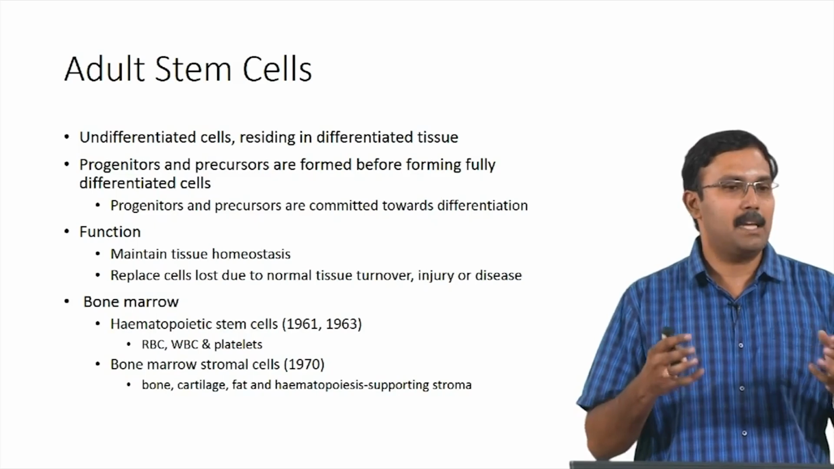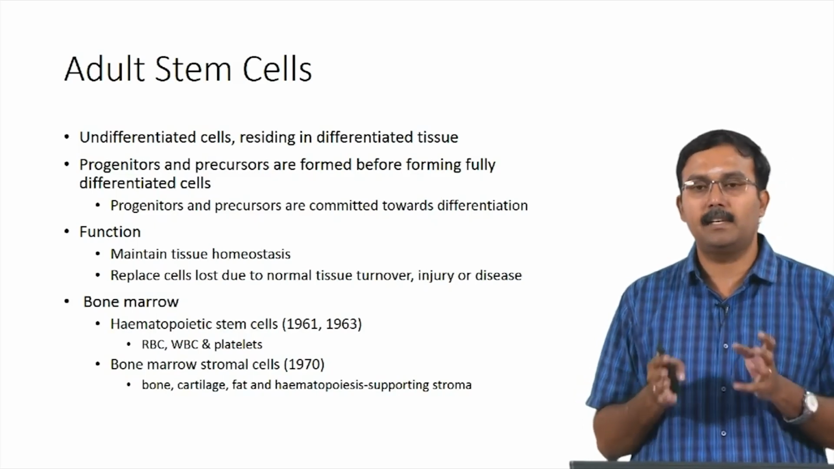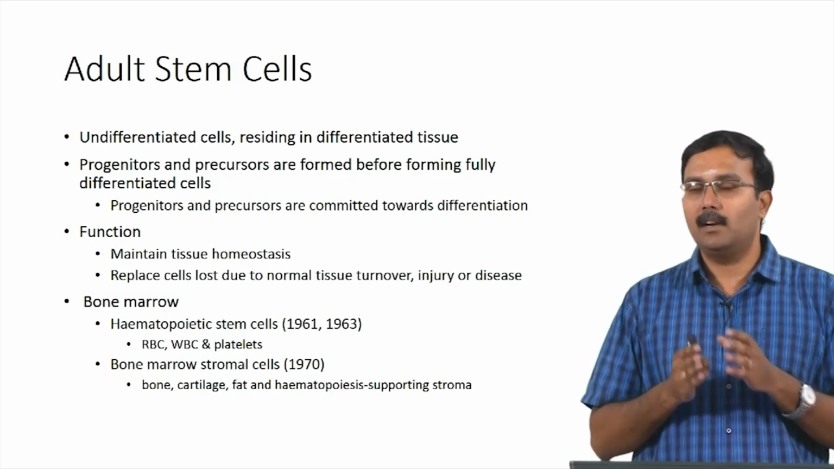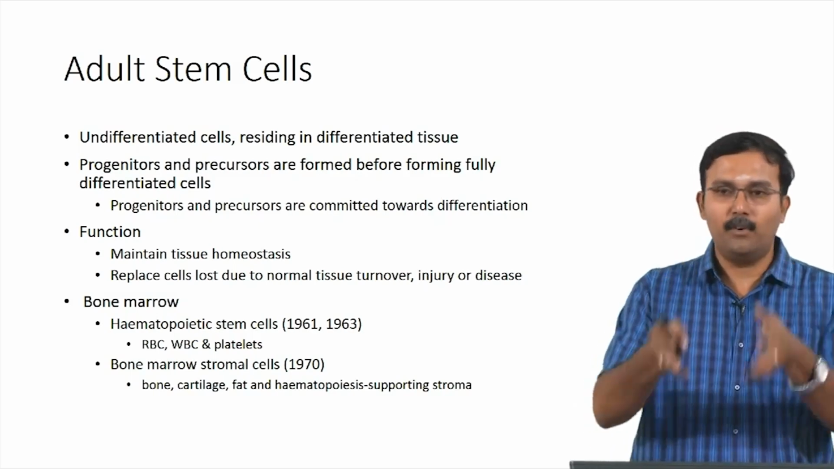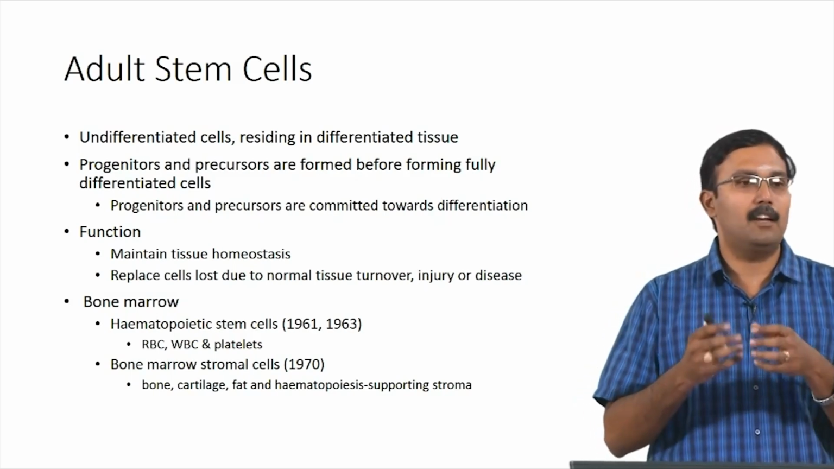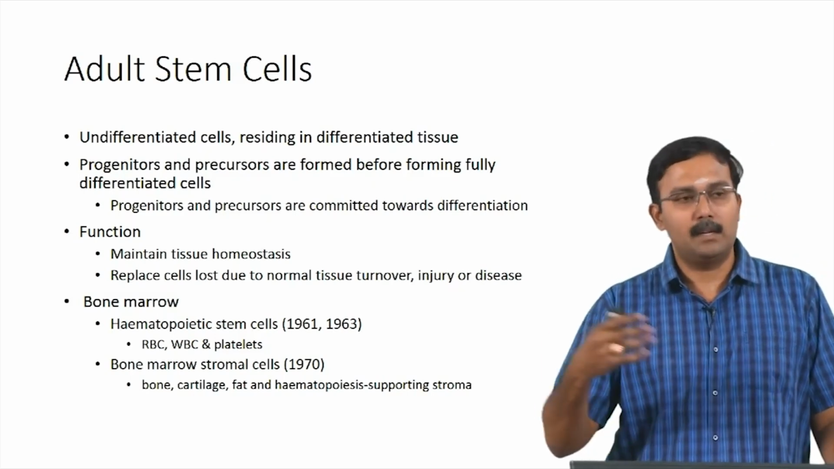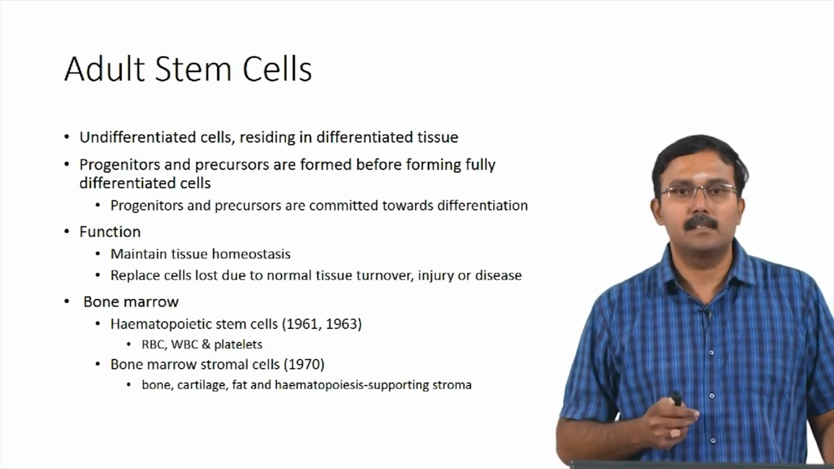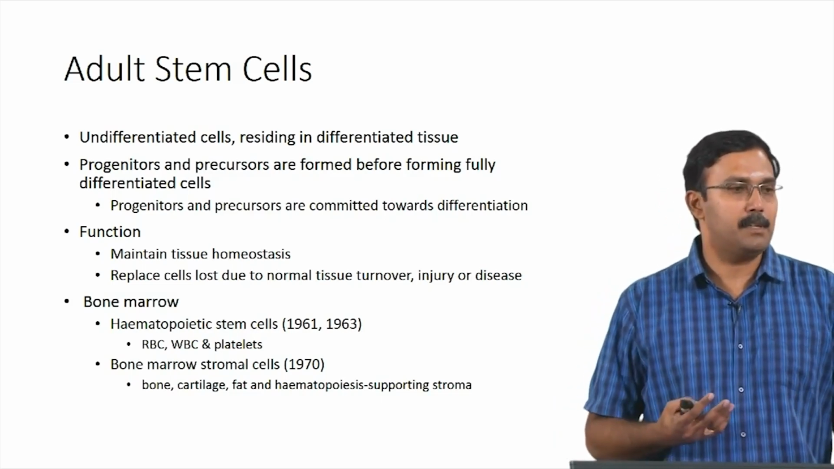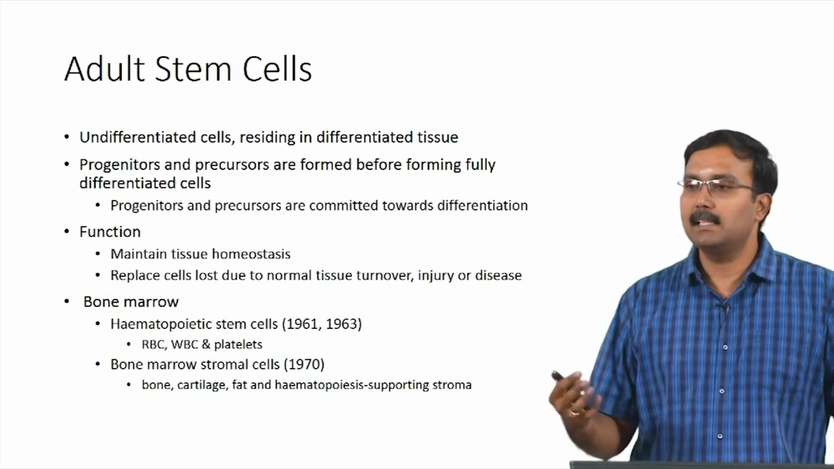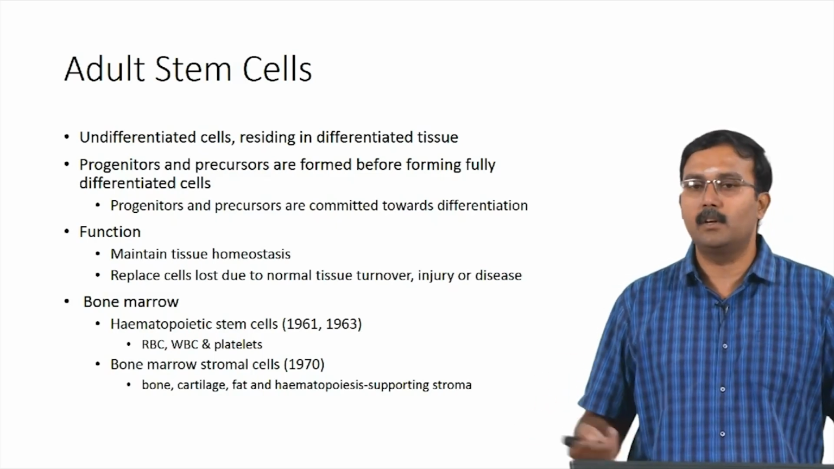Although in some cases people do try to use them interchangeably, it is not scientifically correct. A progenitor is already committed. One example would be endothelial progenitor cells. These can only form endothelial cells, right, but they are not fully developed into endothelial cells, and they can grow at a much faster rate compared to endothelial cells. So, the function of adult stem cells is to maintain tissue homeostasis and replace the cells which are lost due to normal tissue turnover, injury or disease.